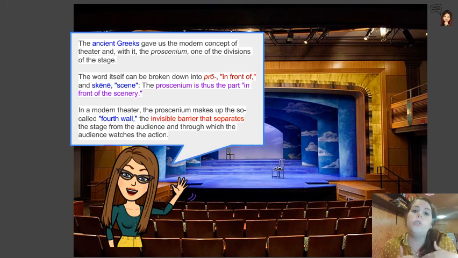When actors do that intentionally on stage, it feels like we as the audience members are having this nice intimate moment with the actors and really becoming a part of the story. And so that's what it means by the fourth wall.